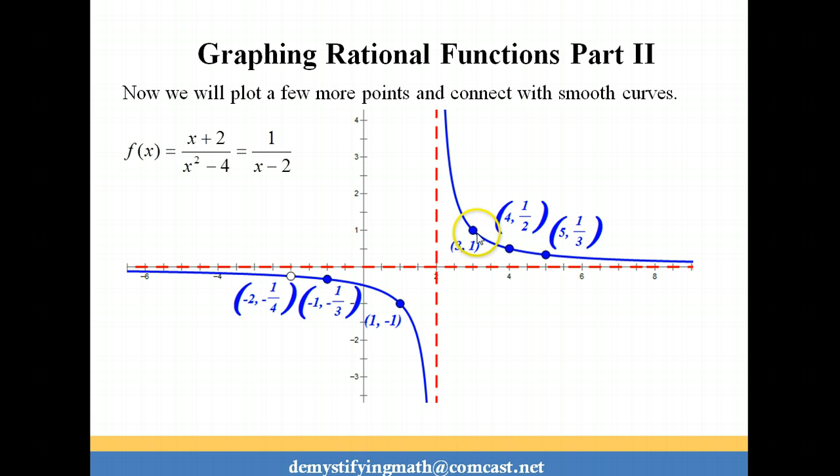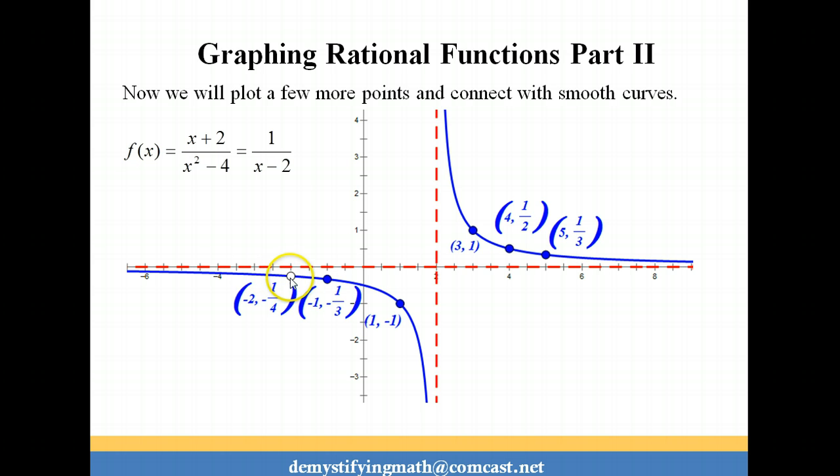So as x goes into 2 from the right, it's heading up to positive infinity. As we go into 2 from the left, it's going down to negative infinity. As we go out to positive infinity for x, our y values are coming in closer and closer to the x-axis, or y equals 0. And the same thing, even though we didn't test it, it's on the negative side. As x goes to negative infinity, the graph is coming up towards 0.